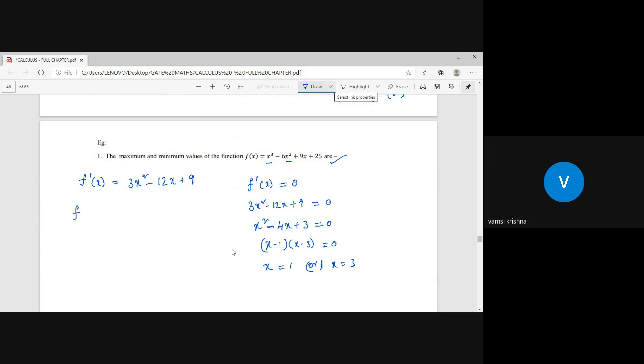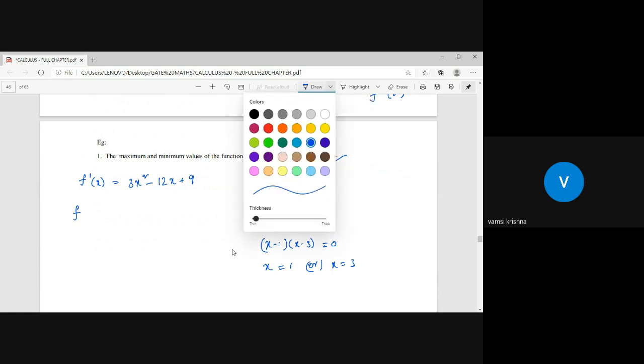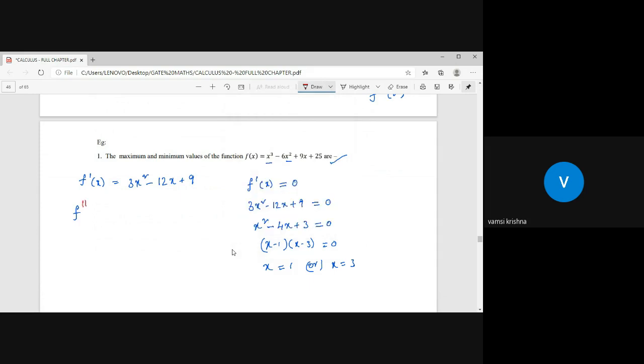After getting the roots, you need to find f double dash of a. To substitute in f double dash of a, first we have to find f double dash of x. Here f dash of x is already available. You just need to differentiate it one more time. x square differentiation is 2x, 2 into 3x is 6x, minus 12. The constant differentiation will be 0. Now my f double dash of x is ready.